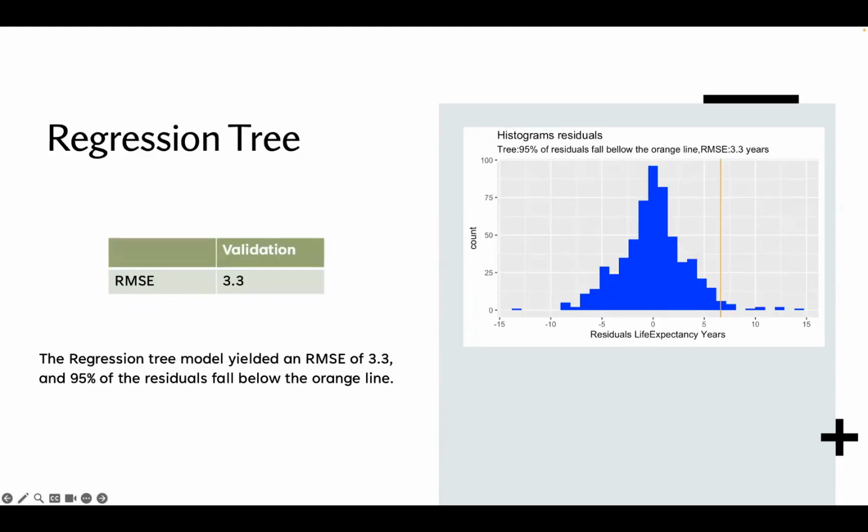The next approach we took was the regression tree model. The regression tree model yielded an RMSE of 3.3, and 95% of the residuals fall below the orange line. As you can see on the graph, this seems to look like a normal distribution with some slight skewness to the right. It shows that most squared residuals fall below the orange line, indicating that the model's predictions are relatively close to the actual values.